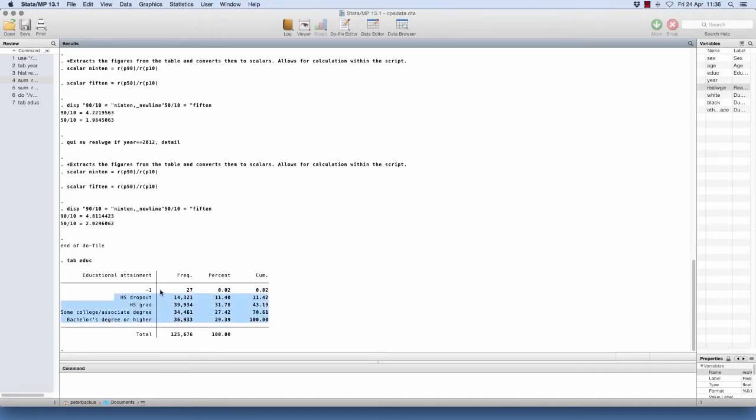Okay. These we could probably exclude, but it's so small we won't worry about it. Probably just means it's missing. So if somebody didn't remember, maybe they're very old, they didn't remember something. We have these 4 categories. So high school dropout, high school grad, some college or associate's degree, and college graduate or higher.